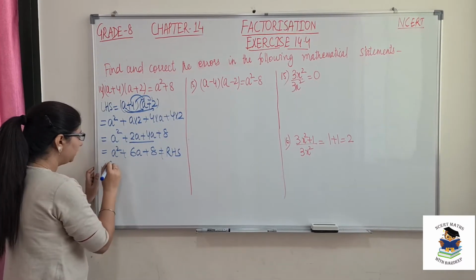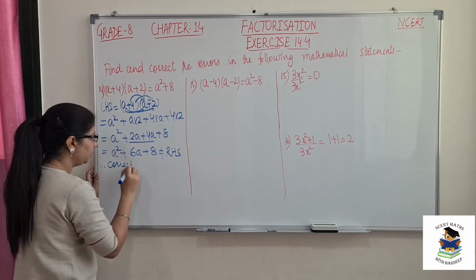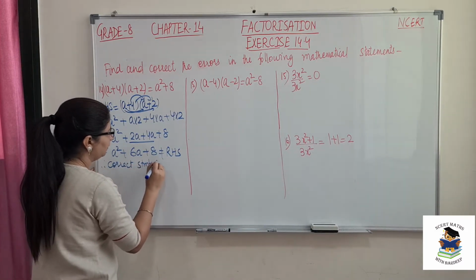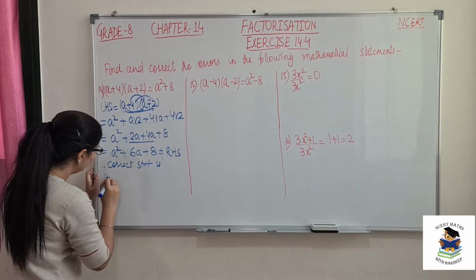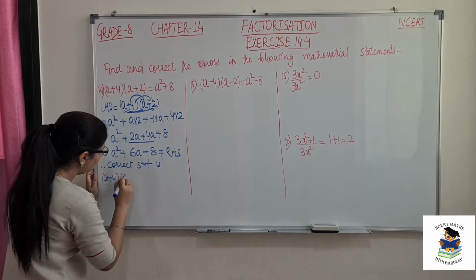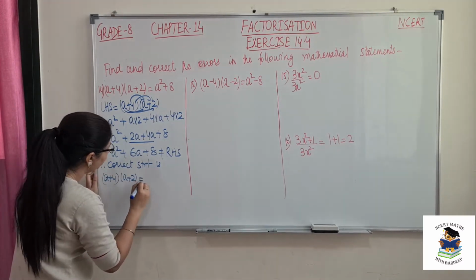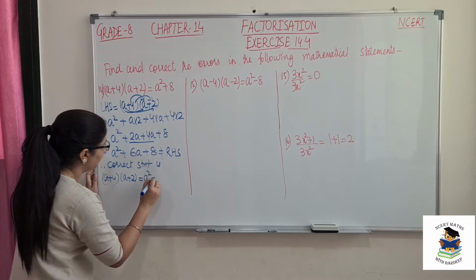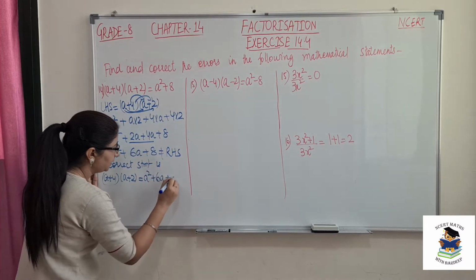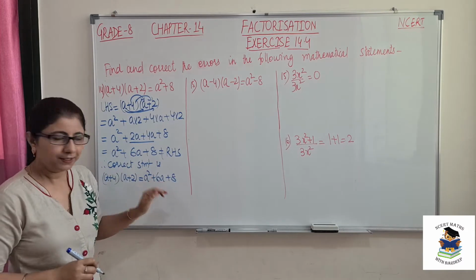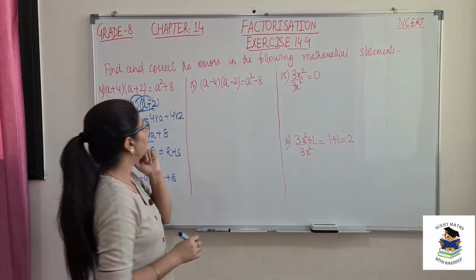So what is our correct statement? The correct statement is (a + 4) multiplied by (a + 2) is equal to this answer, that is a² + 6a + 8. So let's see the 15th one.